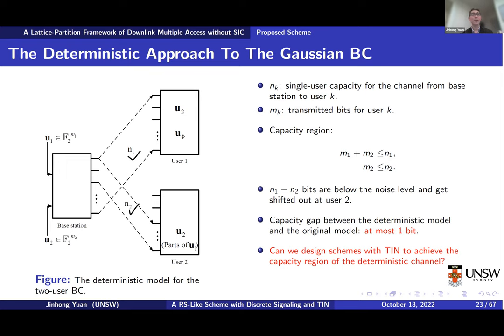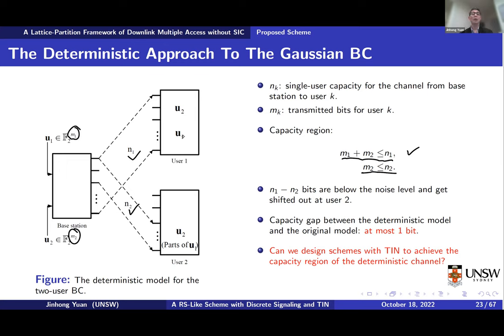That is the capacity from your deterministic channel model. At the transmitter side, we transmit M1 bits for user one, that's the rate for user one, and M2 bits for user two. That means we map user one's M1 bits into codeword U1, and user two's M2 bits into codeword U2. Later on we do superposition coding. With the capacity region principle, because user one is a stronger user, M1 plus M2 must be less than the pipe of user one, N1. The same for user two: M2 must be less than N2 because it's a weak user.